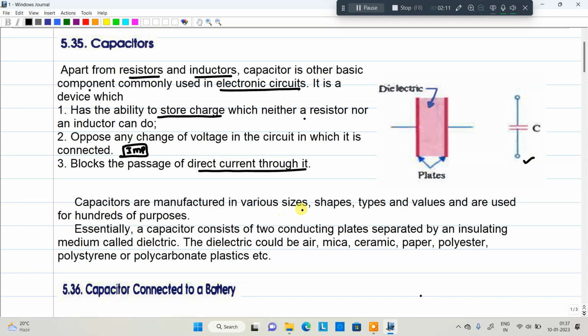Capacitors are manufactured in various sizes and shapes. Their values are used for hundreds of purposes. Okay, so we have many applications. Essentially, a capacitor consists of two conducting plates, separated by an insulating media called a dielectric. The dielectric could be air, mica, ceramic, paper, polyester, polystyrene, polycarbonate, plastic, etc. Those are the dielectric medias. Okay, so this is about the introduction.